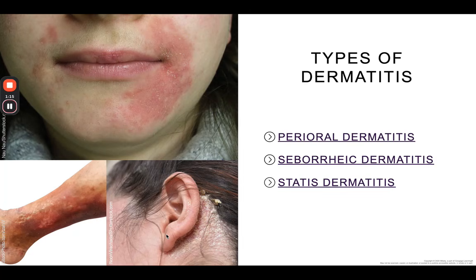And then we have stasis dermatitis, which is caused by poor circulation in the lower legs that can create a chronic inflammatory state. So legs may have ulcerations along with scaly skin, itching, and hyperpigmentation. So a client that's dealing with this disorder may need a cardiovascular referral because there's something going on with their blood flow.